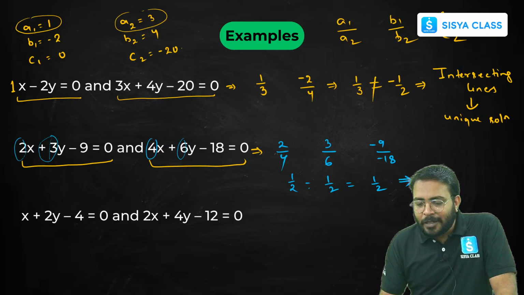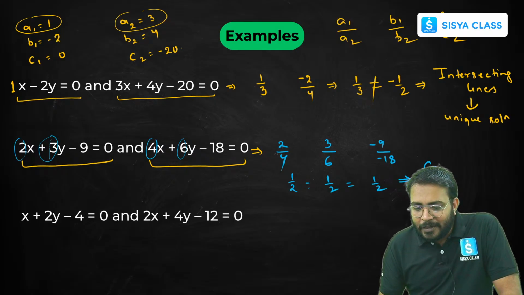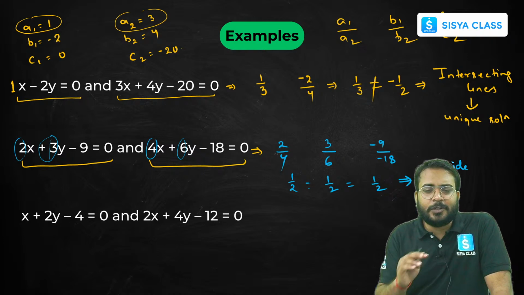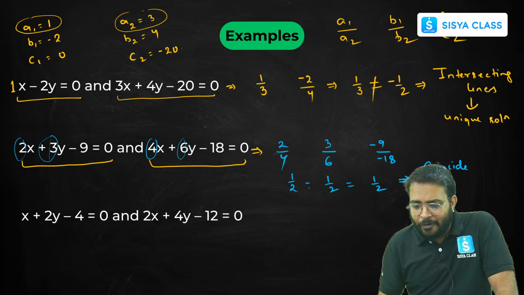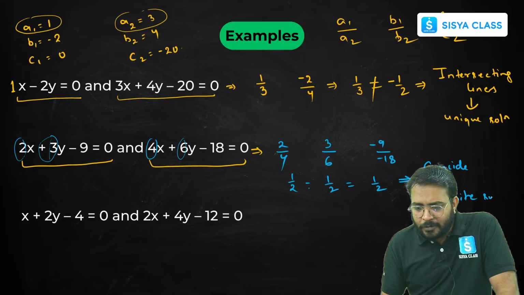That means this is a coinciding line. These are representing coinciding lines. That means these two lines are going to coincide, and if they coincide, that means you are going to have infinite solutions.